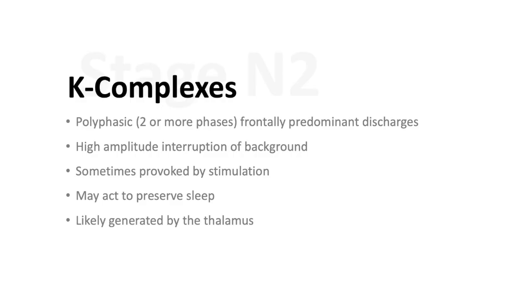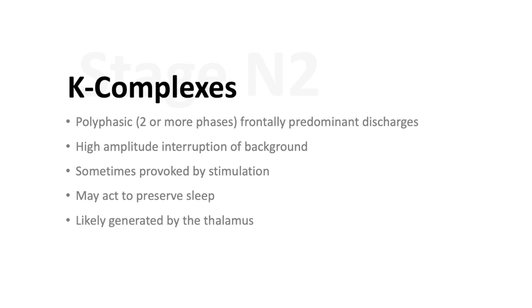K complexes are the other defining feature of N2 sleep. They are polyphasic, meaning 2 or more phases, frontally predominant discharges. They have a high amplitude interruption of the background. They can actually be induced by stimulation.